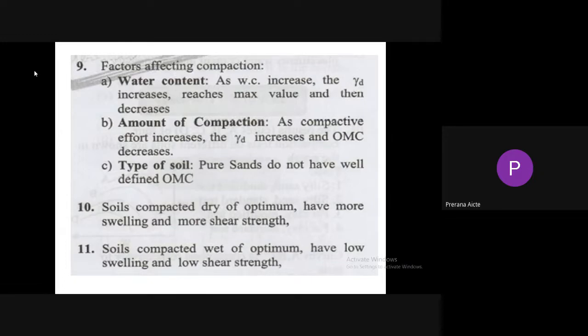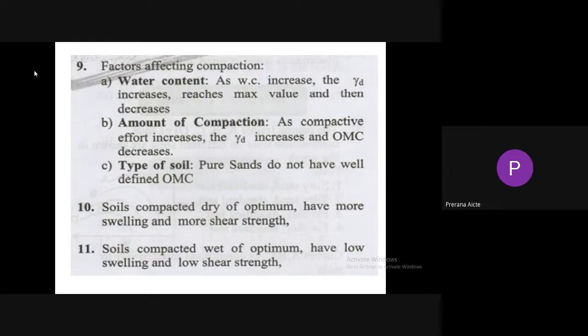For pure sands, we cannot use the optimum moisture content curve because in the case of pure sands, first the density decreases, then increases, and again decreases. There is no well-defined optimum moisture content. Because of capillary action and also bulking of sand, this type of curve occurs. The maximum density first increases, then decreases, again increases. Like that, there is no well-defined optimum moisture content for pure sands.